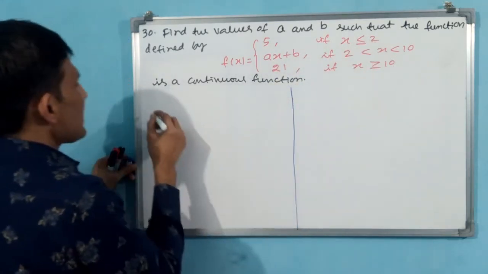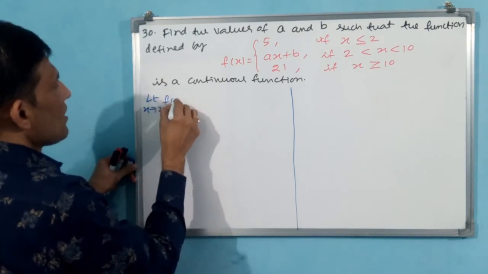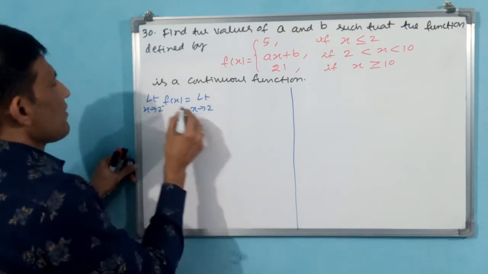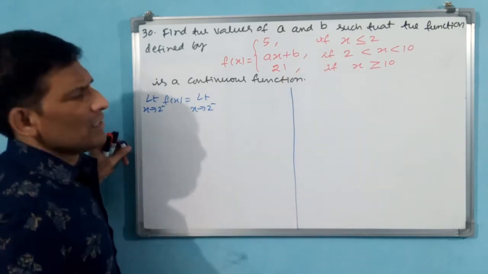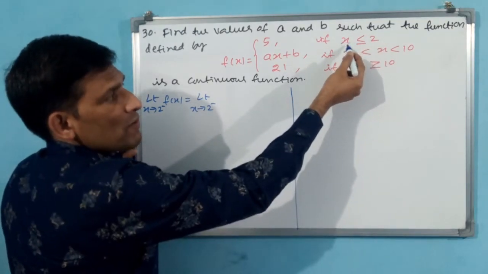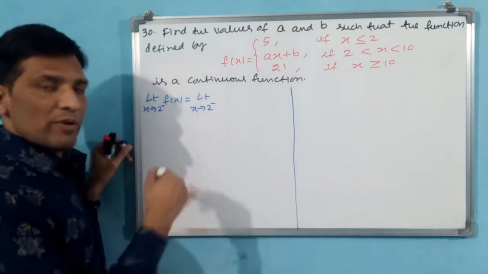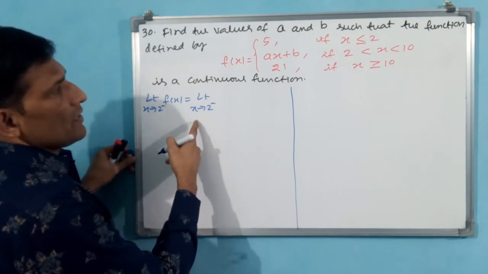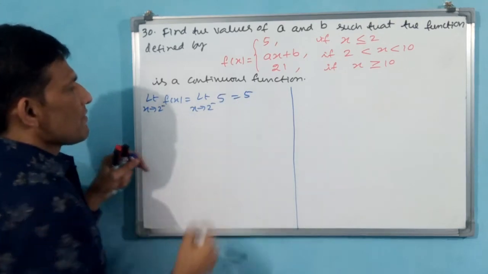At x equal to 2, left hand limit, I am finding. You see, limit x tends to 2 minus f of x is equal to limit x tends to 2 minus. Why? Because you need not take the main limit. There is no change for the main limit function. The main limit and left hand limit are the same, and the main limit and right hand limit are the same. That is why, even if you take left hand limit and right hand limit and equate them, you are going to get the answer. First, I am taking the left hand limit at 2, you see 5. The constant function is 5.